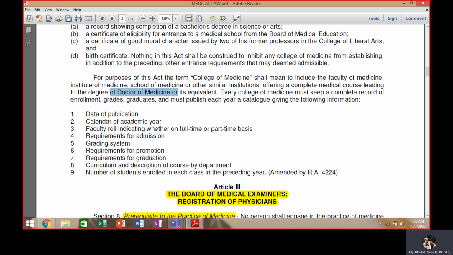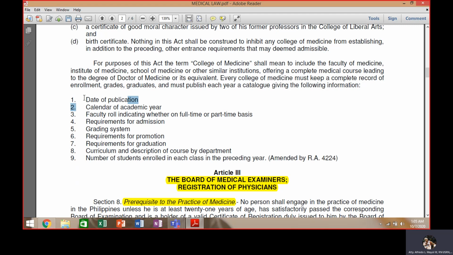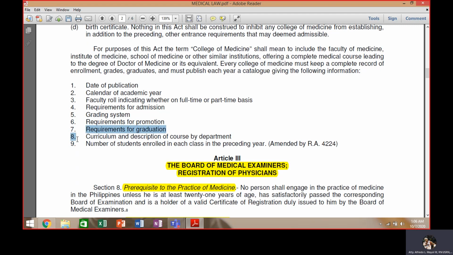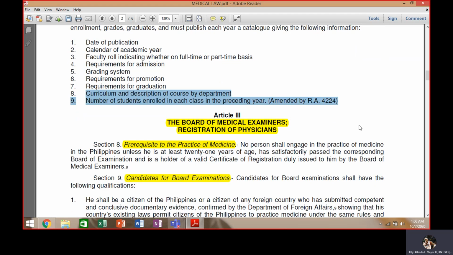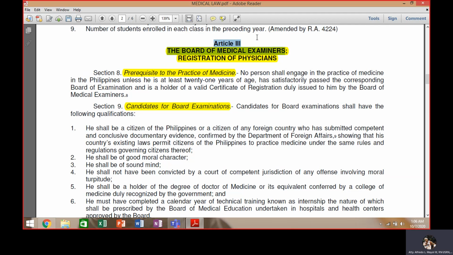Every College of Medicine must keep a complete record of enrollment, grades, graduates, and must publish each year a catalog giving the following information. First, the date of publication. Second, the calendar of academic year. Third, faculty role indicating whether on full-time or part-time basis. Fourth, requirements for admission. Fifth, the grading system. Sixth, requirement for promotion. Seventh, requirement for graduation. Eighth, curriculum and description of course by the department. Ninth, and the last is number of students enrolled in each class in the preceding year, as amended by RA 4229. Now, let's go to Article 3 of this law.